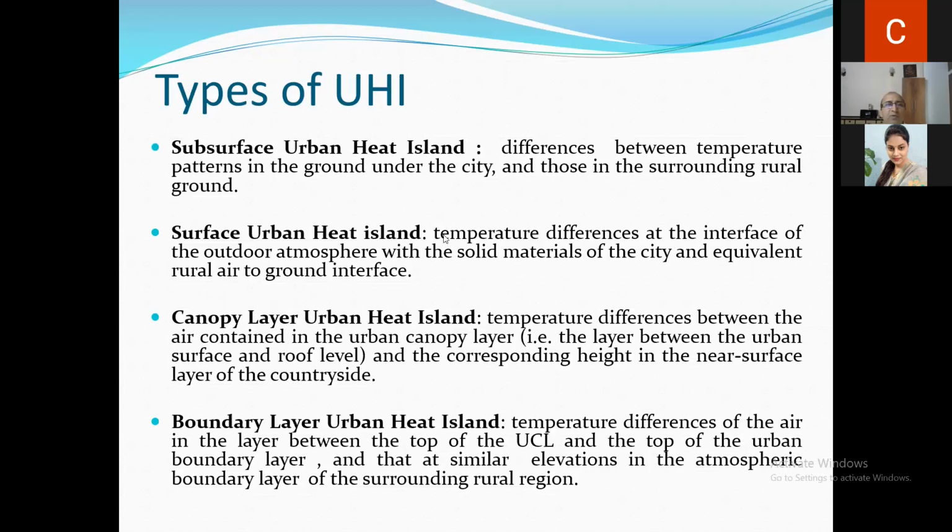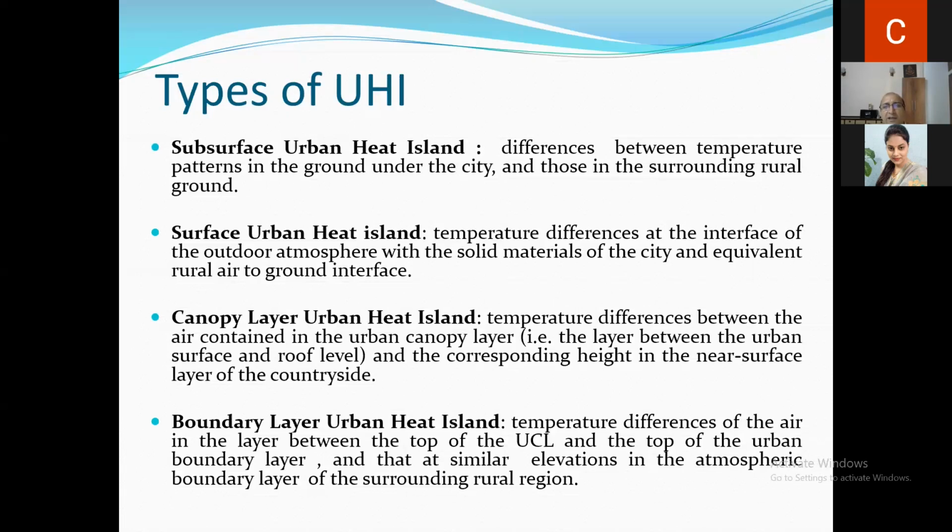Then we can talk about what is called the surface urban heat island. This refers to the temperature differences that occur at the interface of the outdoor atmosphere with the solid materials of the city. That is the skin or the surface of the ground and the equivalent rural ground interface. So what is the temperature of the urban surfaces and what is the temperature of the rural surfaces? Those differences we refer to as the surface urban heat island.